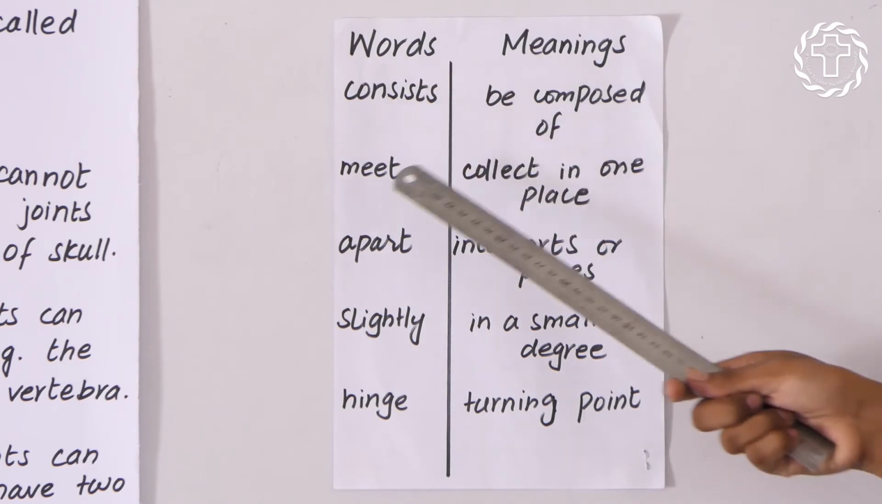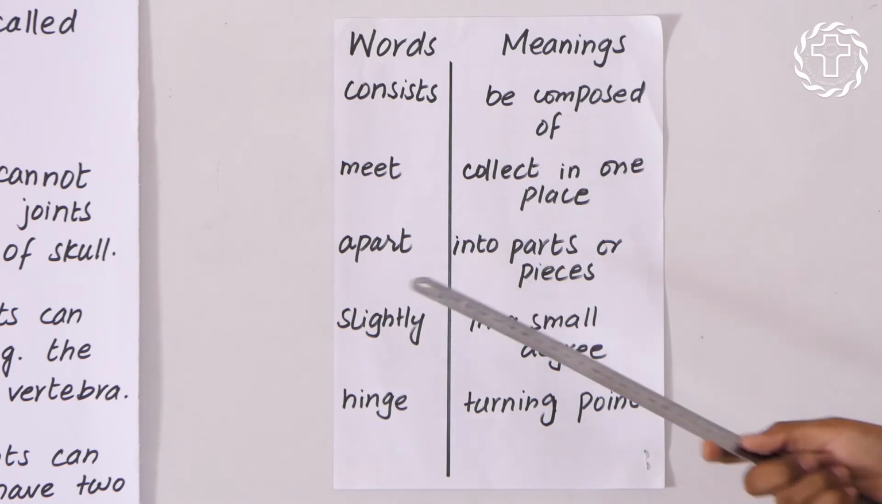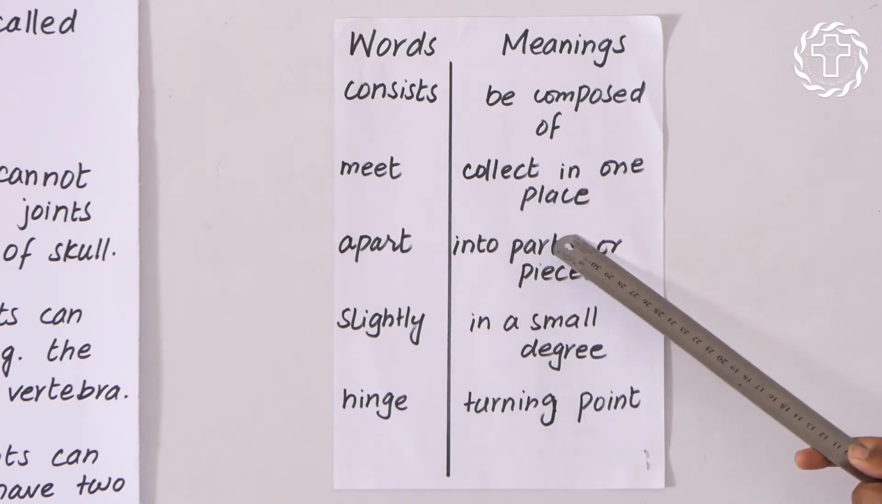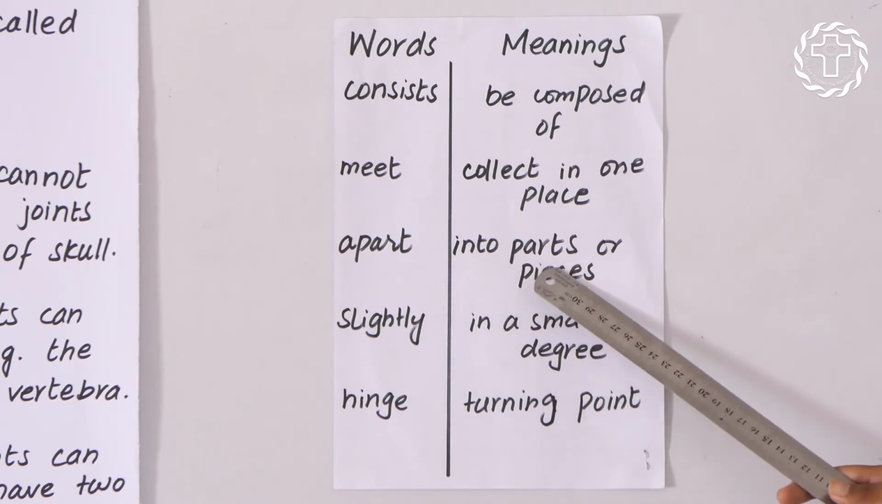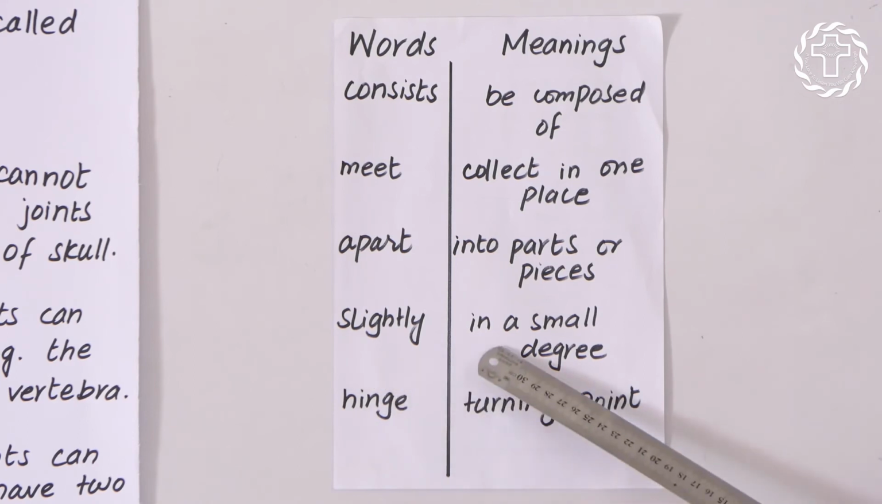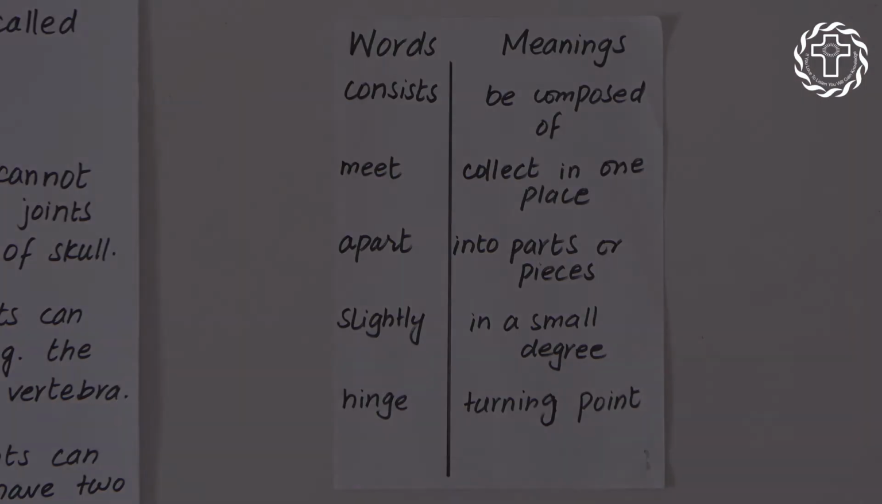Word meanings. Consists, be composed of. Meet, it means collect in one place. Apart, it means into parts or pieces. Slightly, in a small degree. Hinge, it means turning point.